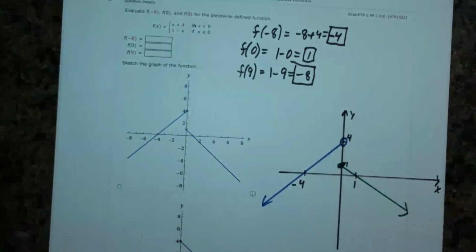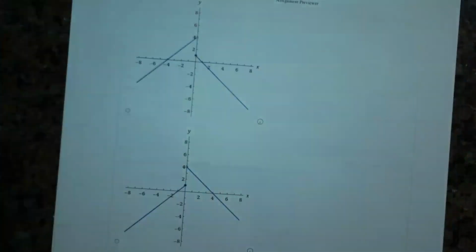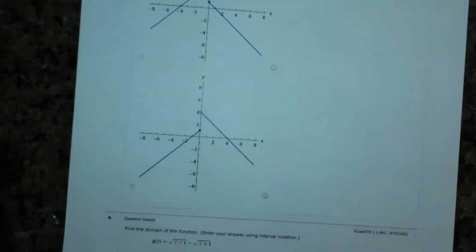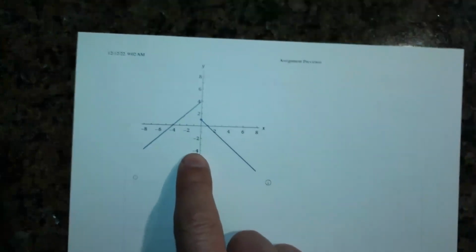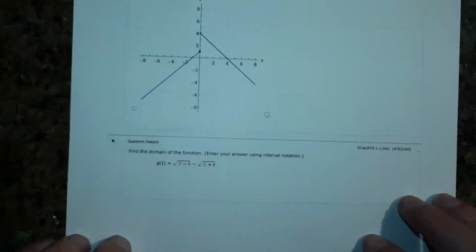All right. And here's the, I think actually this is the one that we just did. Number 8. Find the domain of the function and enter it using interval notation. All right. So for this one, put some papers underneath this.